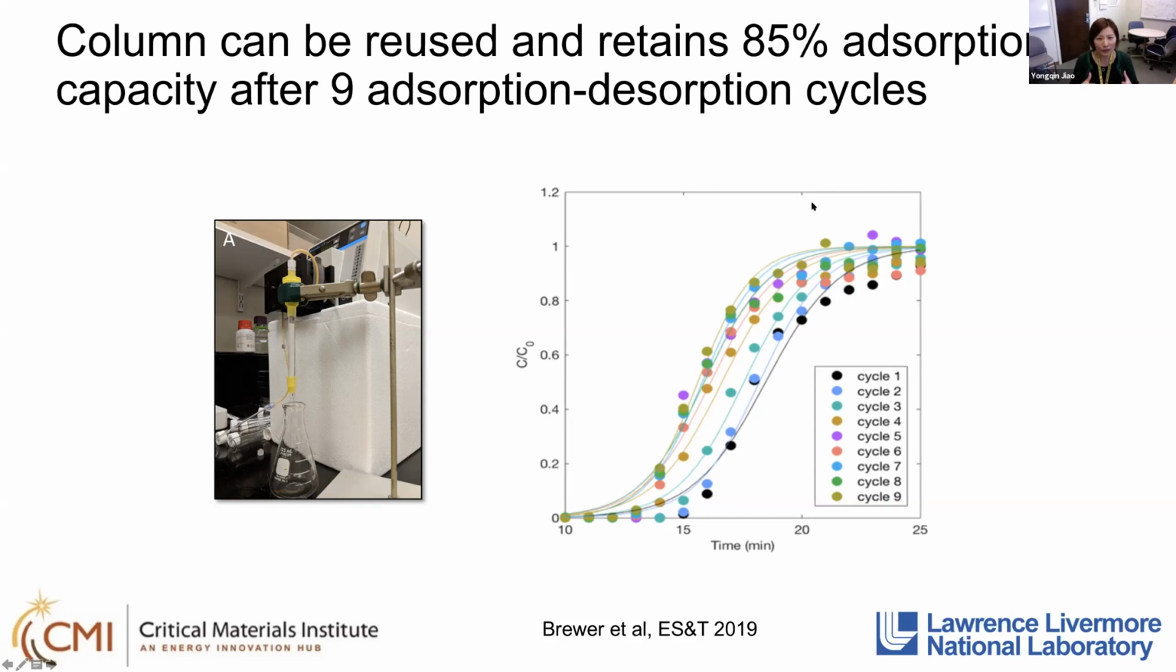And our response to that would be that, yes, the other non-selective GAC columns have a lot higher absorption capacity. However, the price they pay is that they have very low selectivity. So the selling point of our absorbent is the high selectivity. And yes, I agree that the absorption capacity could be improved.